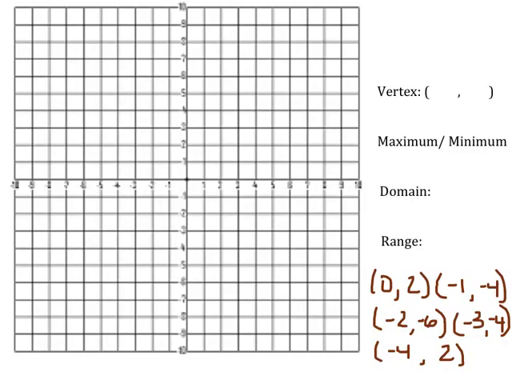So all of the points I've written in the bottom corner are the points that we got from our table in the previous slide. So we'll go ahead and plot all of those. 0, 2, negative 1, negative 4, negative 2, negative 6, negative 3, negative 4, and negative 4, positive 2. Go ahead and draw your line through. Make it look like a parabola as much as you can.